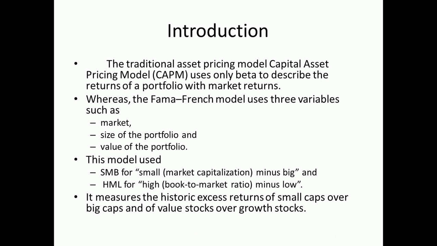SMB is small minus big. That is, we have to take market capitalization: the small funds' market capitalization minus the big funds' market capitalization. And HML is high minus low. For this, we have to take the book to market ratio: the high funds' book to market ratio minus the low funds' book to market ratio. It measures the historic excess returns of small caps over big caps, and of value stocks over growth stocks.